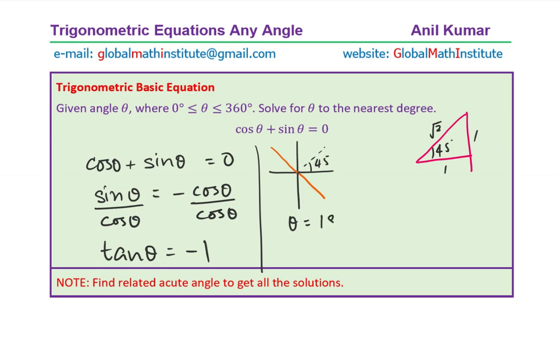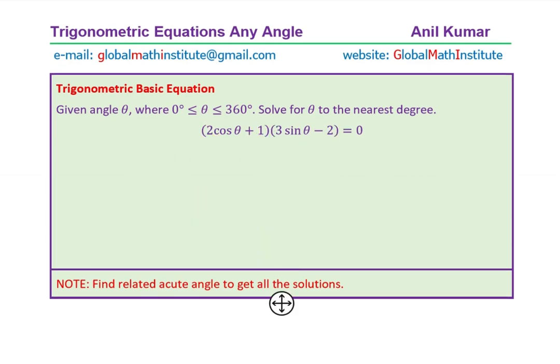So the two solutions are 180 minus 45 degrees and 360 minus 45 degrees, correct? So these are the two solutions, which is 135 degrees and 315 degrees. You get the idea. So that is how we will solve this particular question. Two more to go. So now here we have the factored form of our equation.